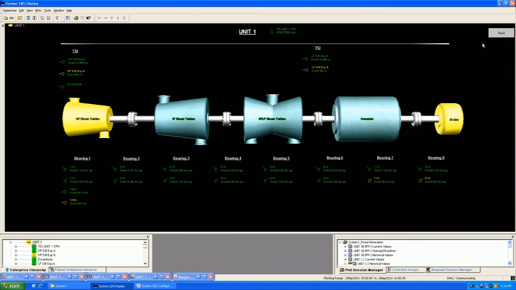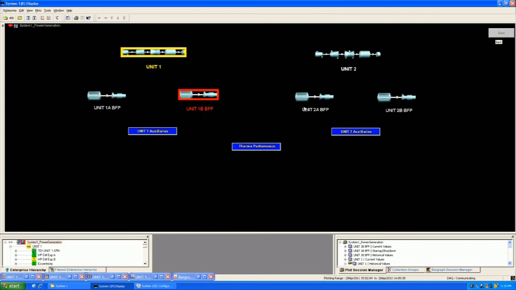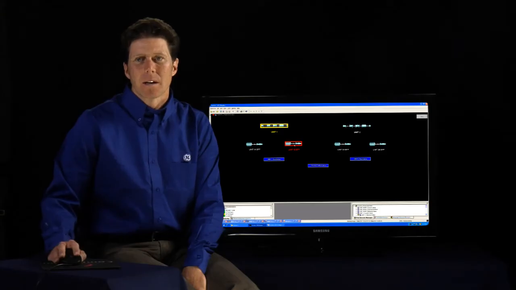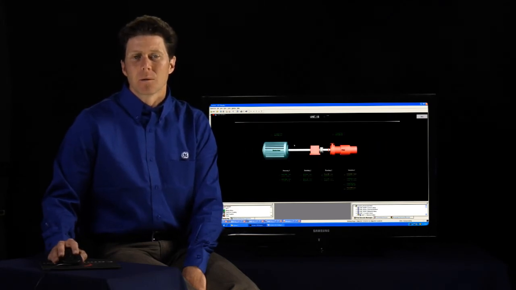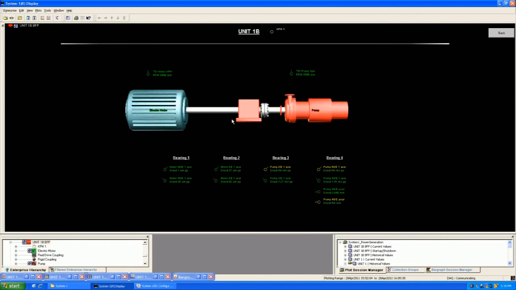We can back up here and go to the plant overview, and we can investigate what looks like to be a boiler feed pump that is in a level 2 alarm. And we see that both the fluid coupling and the boiler feed pump are in alarm. So we might focus our efforts just from the location of the alarms on the bearings on either side of those machines.